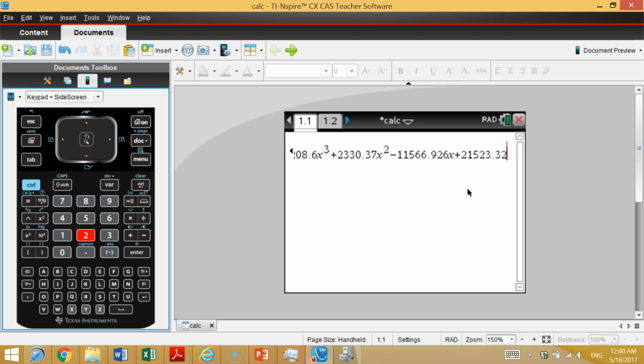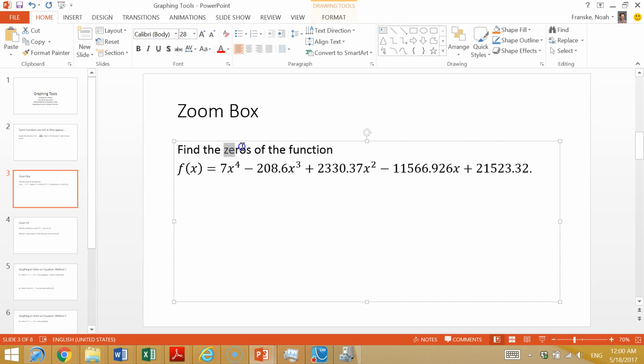21523.32. Okay, hit enter, and it's going to tell me it's done. Okay, we have that function now defined. And what they're asking for are the zeros. Okay, they're asking for the zeros of the function.